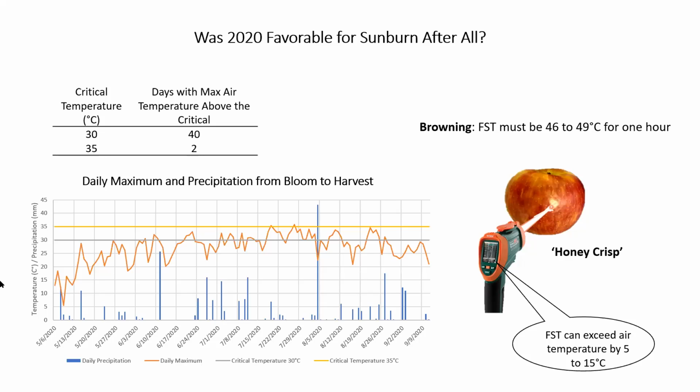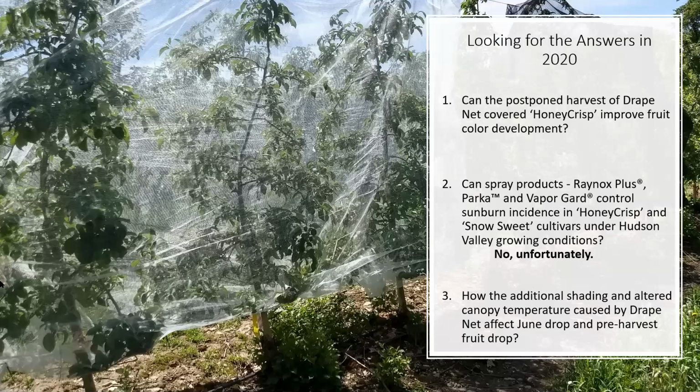2020 actually had a lot of days with 30 Celsius degrees, but very few with 35 Celsius or more, and 35 or more can cause a more significant problem and, for instance, induce more sunburn necrosis. So to answer our second question, can spray products Rainox Plus, Parka, and Vapor Guard control sunburn incidence in Honeycrisp and Snow Sweet cultivars under Hudson Valley growing conditions for the 2020 season? The answer is no, they couldn't.